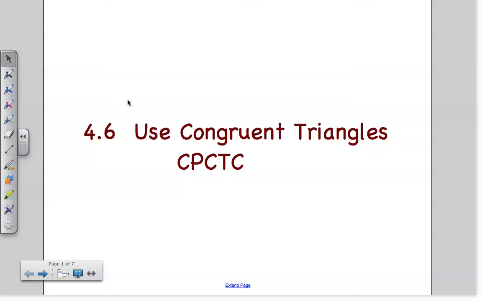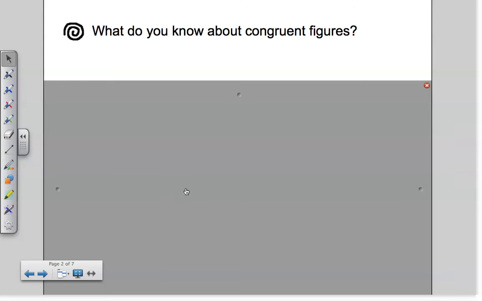In section 4.6, we're using congruent triangles and talking about something shortcutted as CPCTC. This stands for a nice long phrase that we're going to talk about here. So we've been proving triangles congruent, but what we've been missing is that we can go further from that, and once we know that triangles are congruent, we can gather extra information.